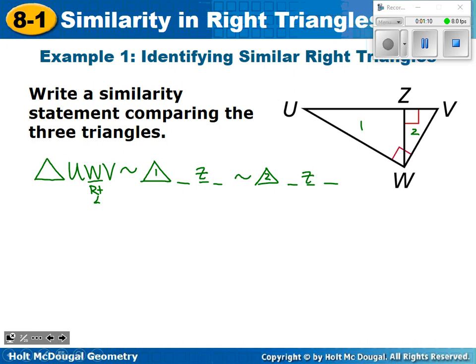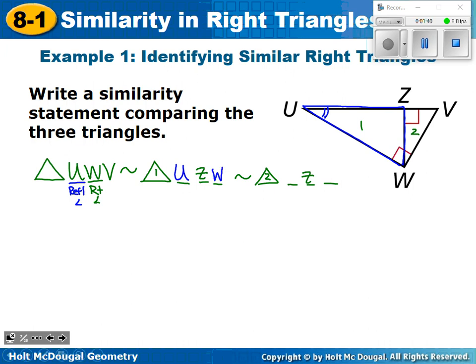What angle is overlapping and is reflexive in triangle number 1? U. This angle U is exactly the same in the big triangle and in the one on the left. Where is U at when we named the big triangle? First one. So I call this my reflexive angle, but only for the first ones. So that means that U has to come first here. So it's UZW.